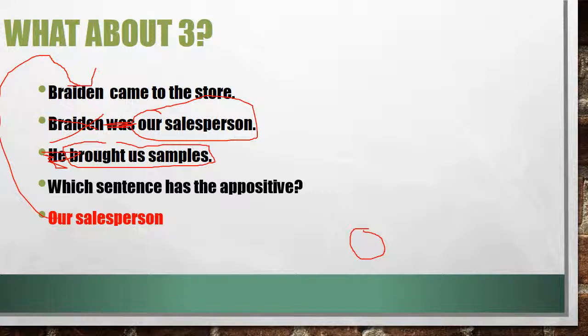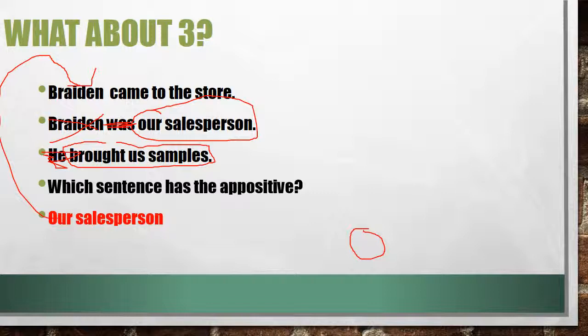Now, he brought us samples. I'm already going to say Braden one time. So do I have to go back and say he? Now we're talking about Braden. Let's get that out of the way. But none of these other words are repeated. Brought us samples. So what are we going to do here? We're going to want to keep brought us samples, and we're going to want to keep Braden came to the store, and we're going to want to keep our salesperson, because our salesperson is the appositive.